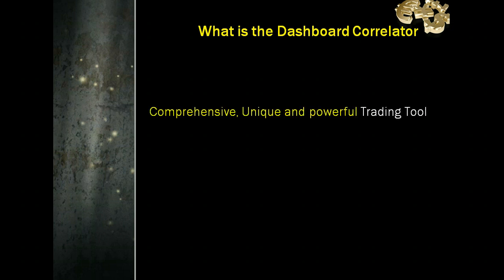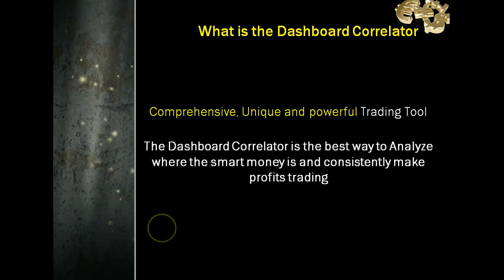So essentially what the Dashboard Correlator is, it's a comprehensive, unique and very powerful trading tool. What it does is it analyzes the markets to see where the smart money is going. And in this way you can consistently make profits and draw money out of the markets, any markets, not just Forex markets. You can look at indices and commodities as well.